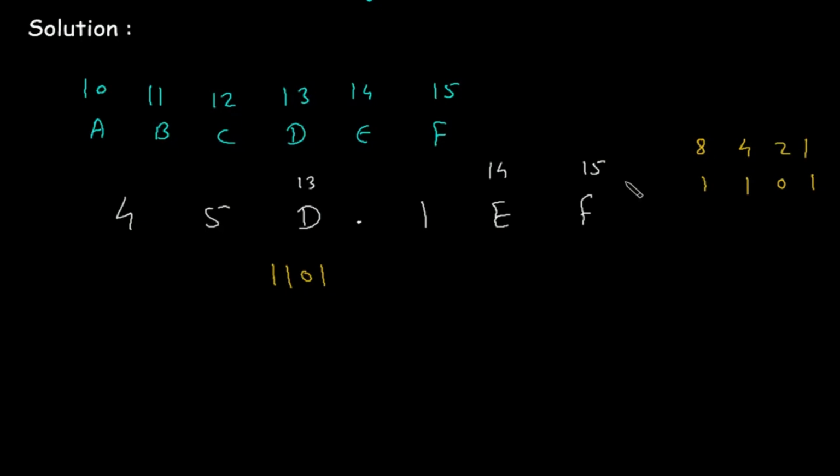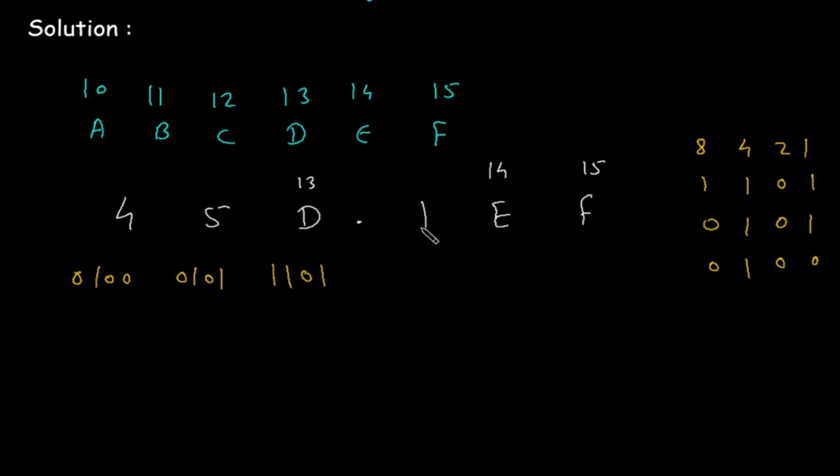Then here it is 5. 5 means 4 plus 1. So this will be 1 and this will be 1 and the others will be 0, so 0, 1, 0, 1. Then 4. 4 means here it is 4, so this will be 1 and all others 0. So 0, 1, 0, 0.